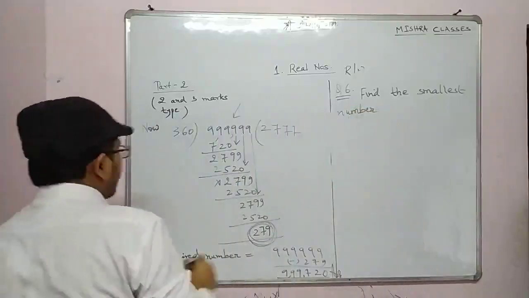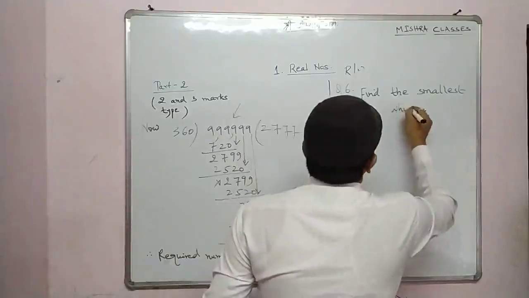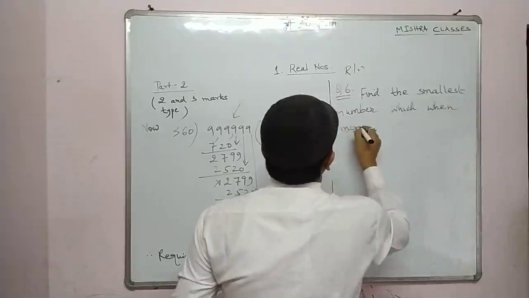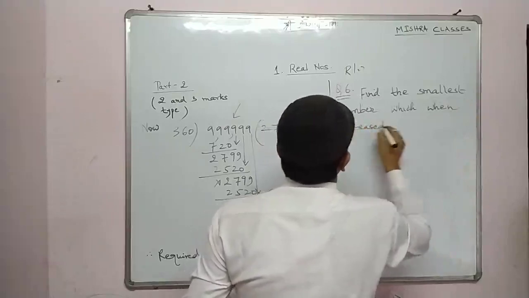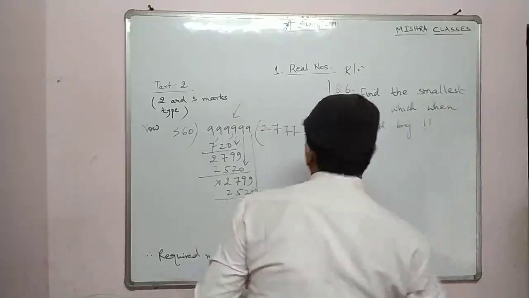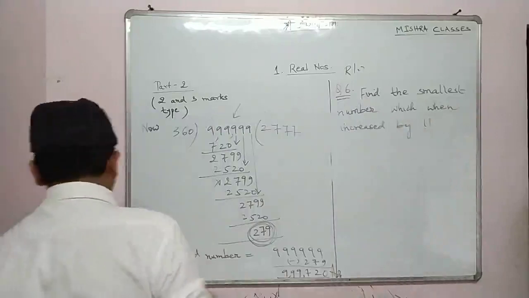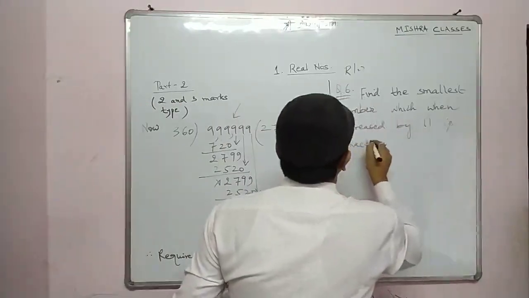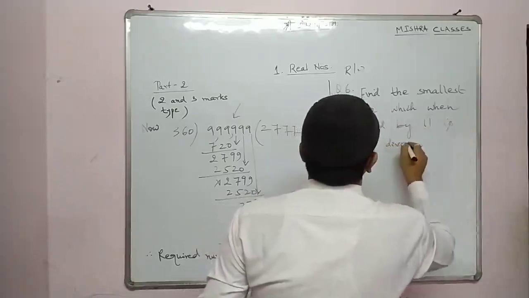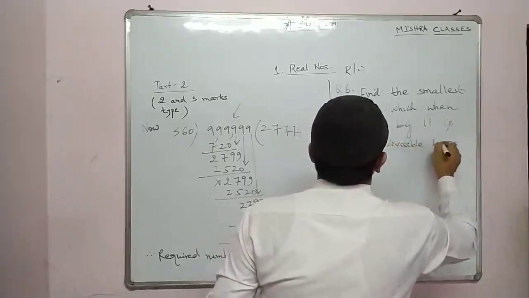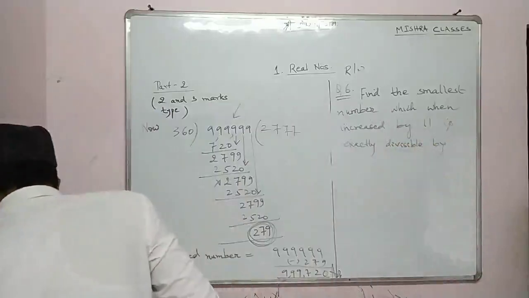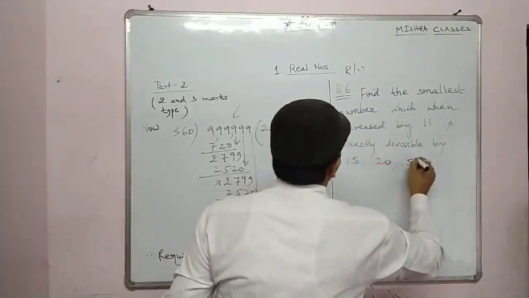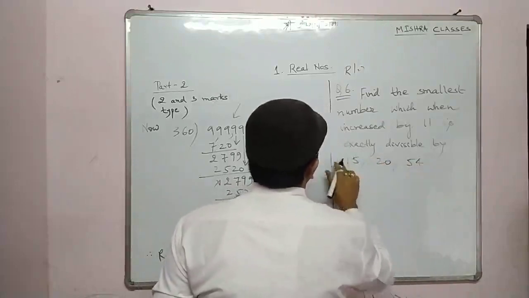Find the smallest number which, when increased by 11, is exactly divisible by 15, 20 and 54. Okay, so how do we do this?